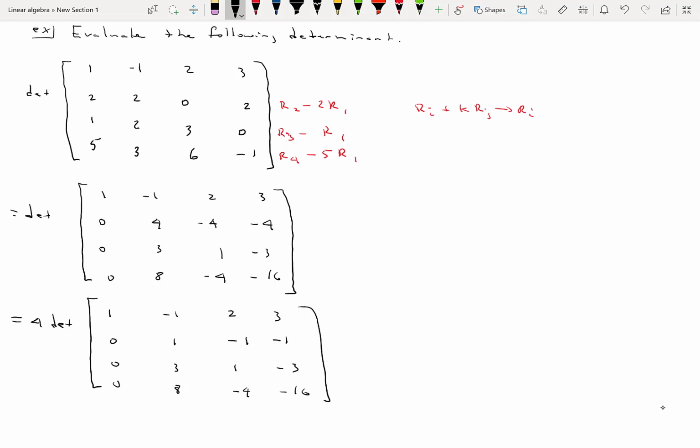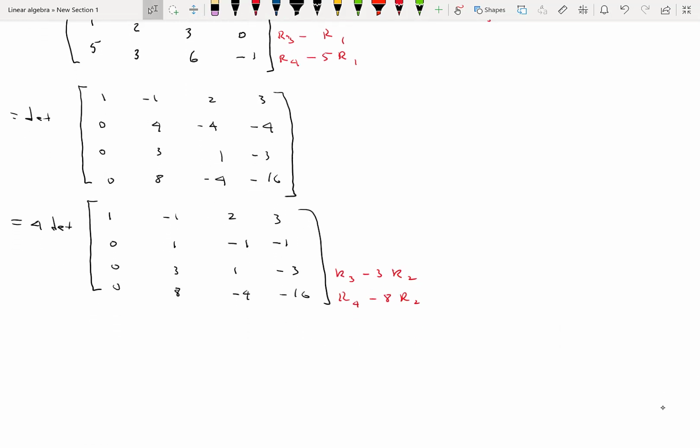Now I'm going to get zeros below the leading one in the second row. In order to do that, I'm going to take row 3, and I'm going to subtract 3 row 2s. Then I'm going to take row 4 with that 8 in it, and I'm going to subtract 8 row 2s without changing the value of the determinant.